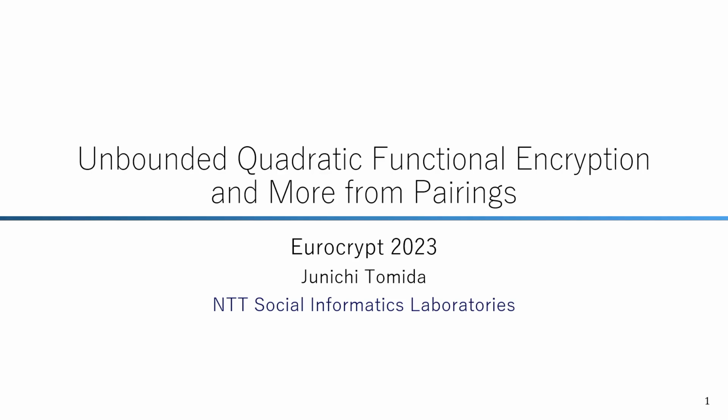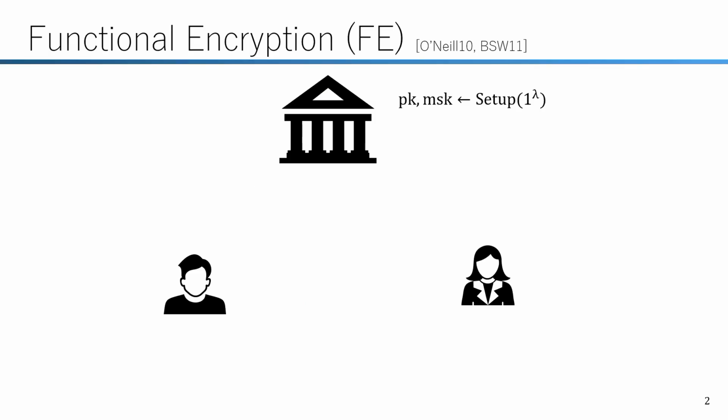Thank you for the introduction. I will explain my new result on quadratic functional encryption. Let's start by briefly recalling functional encryption. In functional encryption, there are four algorithms. The setup algorithm generates a public key and a master secret key, and the encryption algorithm takes a public key and a message and generates a ciphertext.